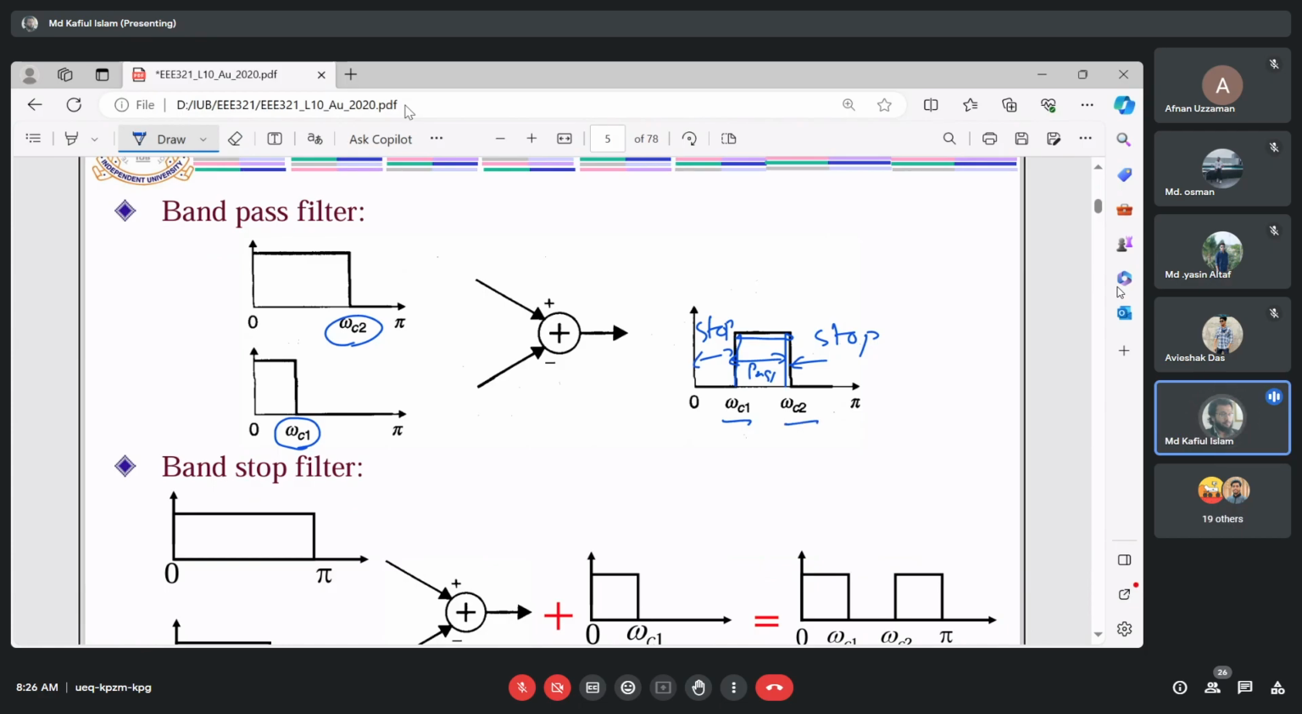So the idea is that to build a band pass filter, you have to have two low pass filters, one with omega c2 and another with omega c1, and this one minus this one will be your band pass filter. Remember that the second low pass filter's cutoff frequency omega c1 will be lower than the first low pass filter's cutoff frequency omega c2. Okay, so that's the condition.